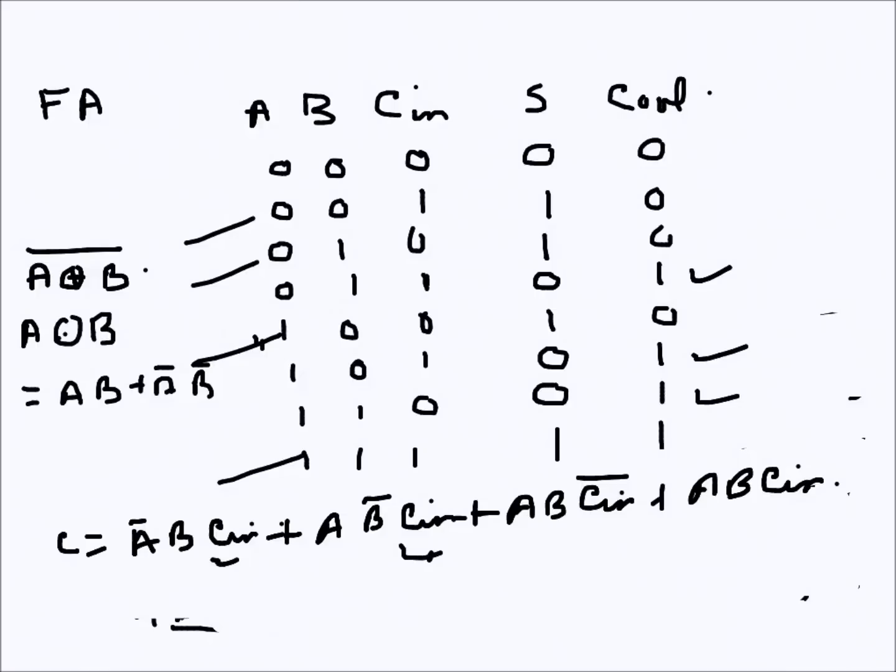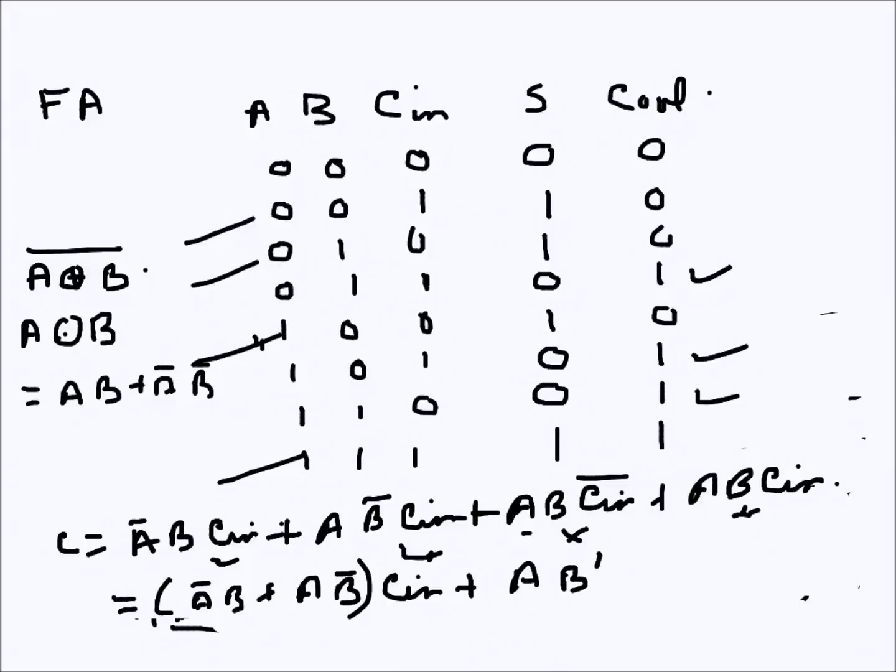in these two, if I take the C in bar common, this is becoming A bar B plus AB bar, C in here, plus from this one and this one, if I take AB, this is becoming C in plus C in bar. So this is actually C out, the carry out expression. So this part is again A XOR B.